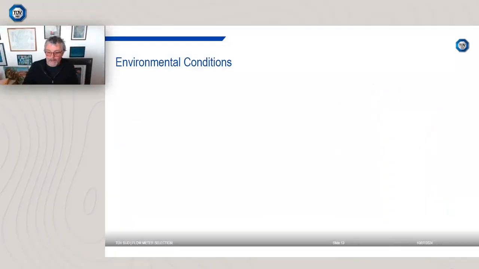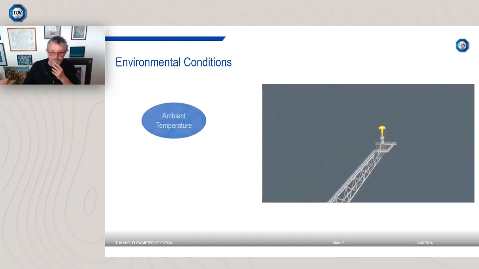Okay, we've talked about what's inside the pipe and what's needed to measure and analyze what's inside the pipe. Well, very often, or not very often, you should always, my mistake, always consider also the environmental or ambient conditions. And that's things like the ambient temperature, for example.